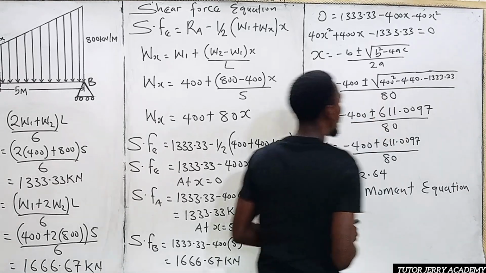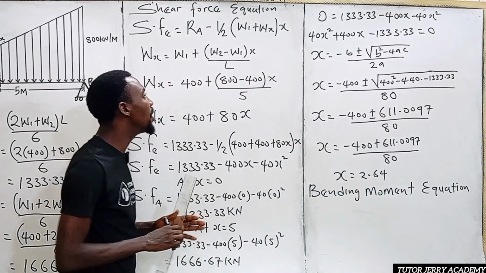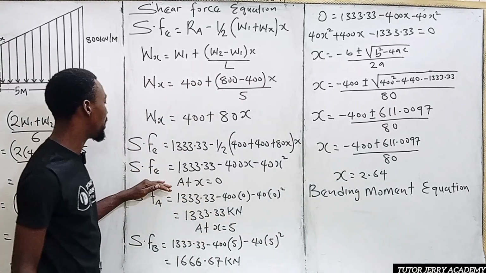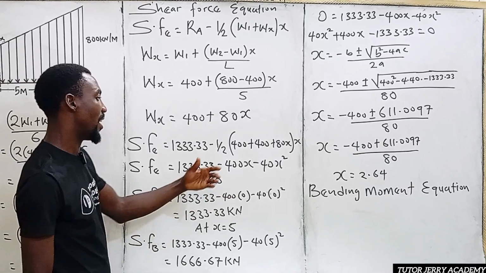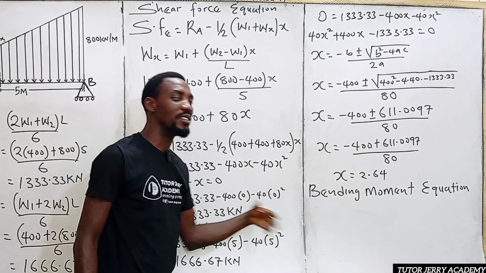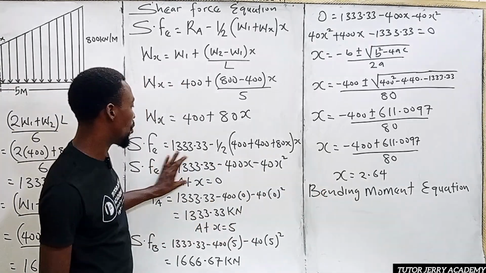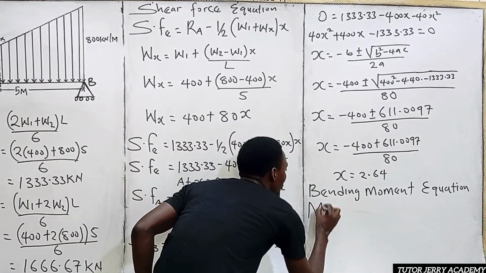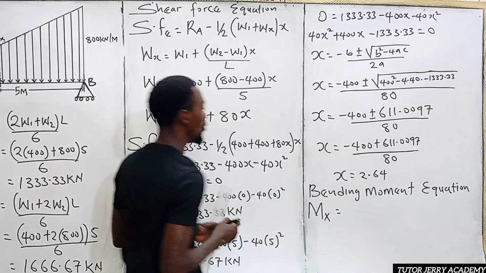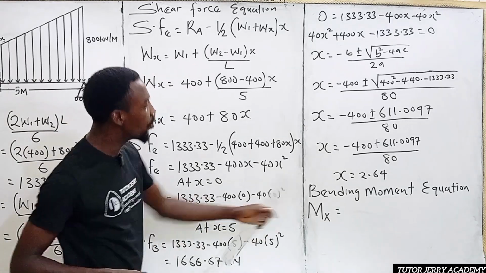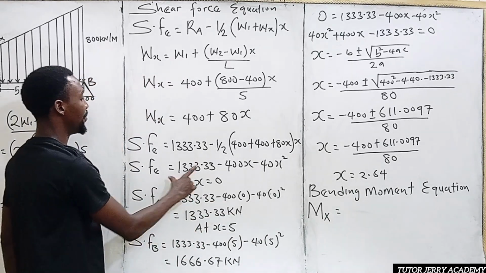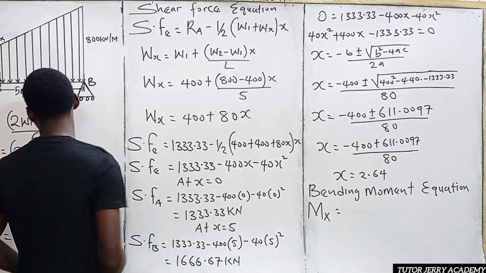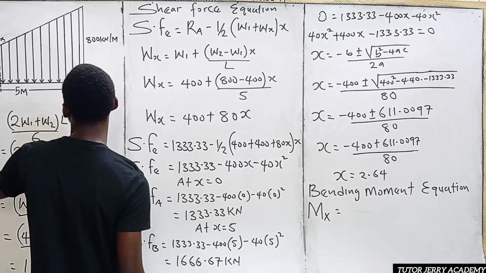All right. So if you have carefully observed, if you have carefully done your shear force equation well, your bending moment equation is pretty simple. So you just need to come back to where we have our shear force equation. So our bending moment equation will be equal to this 1333, that is here, the reaction at our support A.